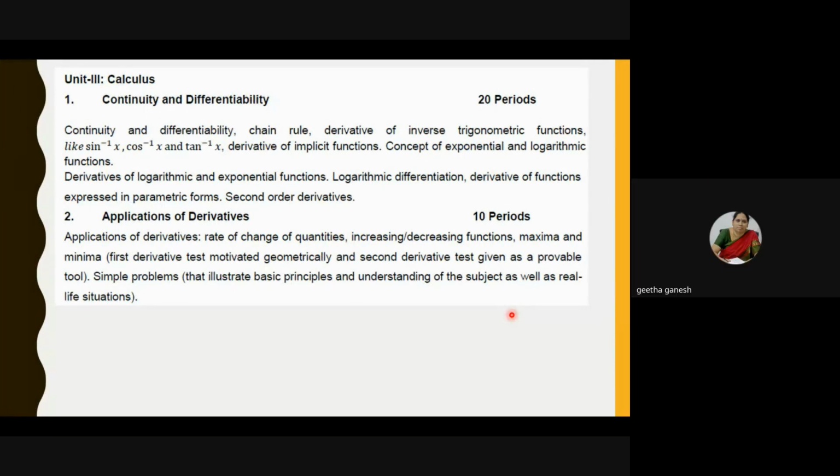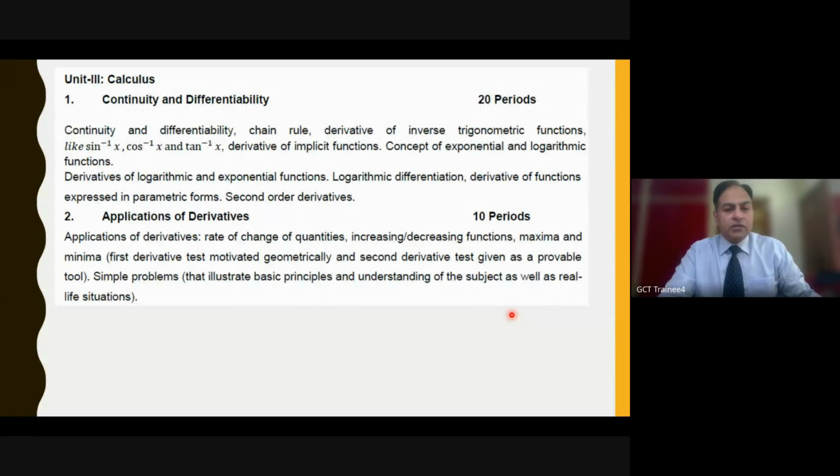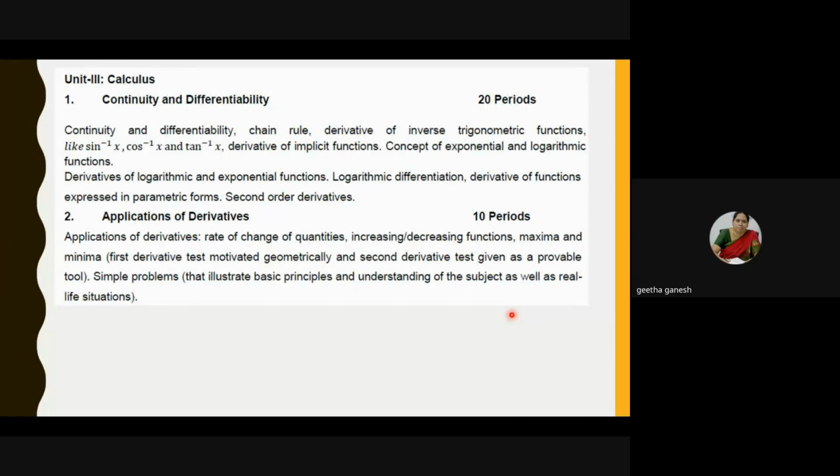Yes, ma'am. Sir, there are questions where we have to prove that the given function is continuous but not differentiable. For such questions, for continuity we check the left hand limit and right hand limit. For differentiability, are we supposed to use the left hand derivative and right hand derivative concept, or can I directly differentiate and apply the limits and get the answer, sir?